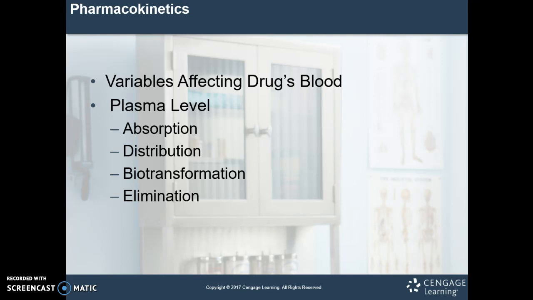And last is elimination. It usually takes place in the kidneys, and this is how we get the drug out of our body. This can also occur through the gastrointestinal tract, through breathing off of the drug, through the skin, the mucous membranes, but most of the time it's probably going to occur through the kidney.